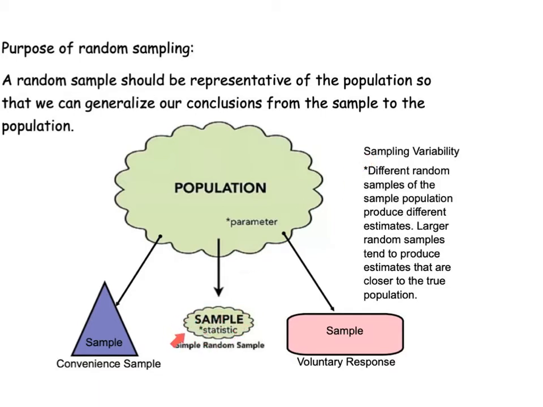Now, just another important concept to think about would be your sampling variability. Every sample that you pull is going to be a little bit different when we measure our statistics. You have a sampling distribution. So there is sampling variability. They're just going to be a little different. So different random samples of the same population produce different estimates. But the larger random samples tend to produce estimates that are closer to the true population. So, the larger you can make this, the closer it is to the true population, is what I'm saying.